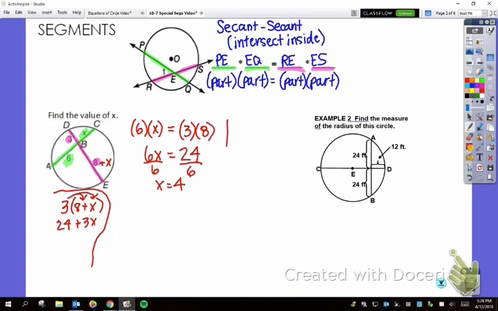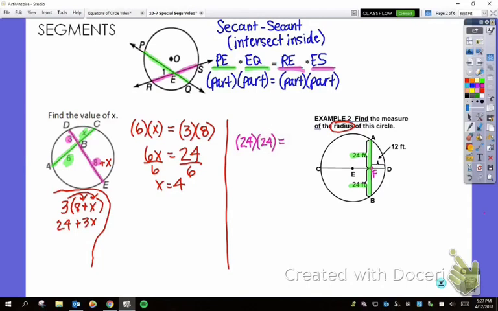Your second example just asks you to go one more step, and it says find the measure of the radius of the circle. We're still intersecting on the inside of the circle here. Our intersection of these two segments is right there, and I'm going to call that point F so that we can talk about this more clearly. We're looking at our first secant, which would go from A to B, and the numbers that go with that are 24 and 24. So our first part of our equation would be 24 times 24 equals.